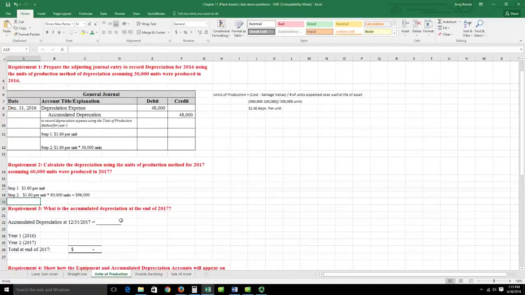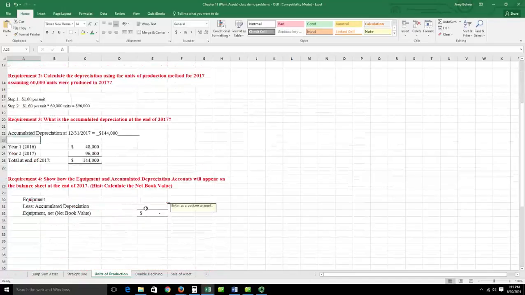Requirement 3 says, what is your accumulated depreciation at the end of 2017? Remember that accumulated depreciation is the amount of depreciation taken on this asset since you put it in service. In 2016, we did $48,000 of depreciation because we only produced 30,000 units that year. In 2017, we did $96,000 of depreciation because we produced more units that year. So my total accumulated depreciation for both years is $144,000. You can key that right into the blank in My Open Math once you have that figured out.